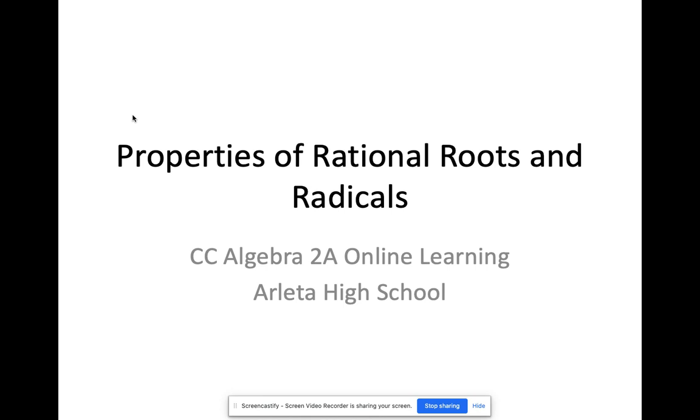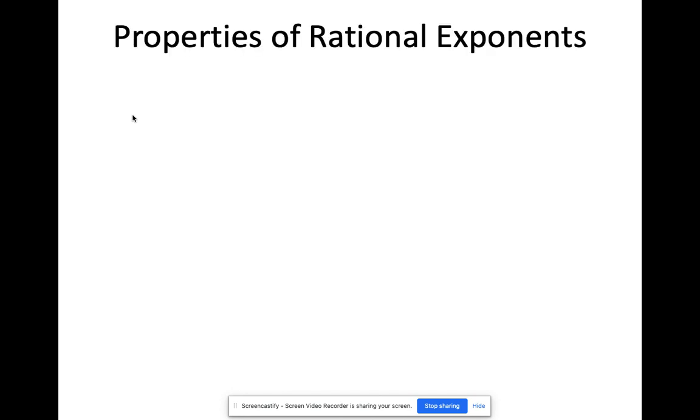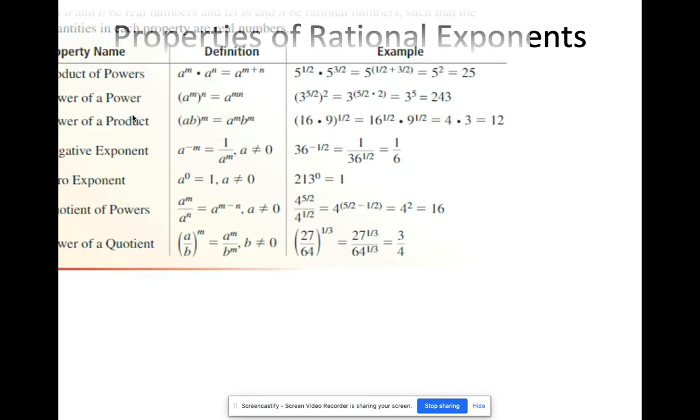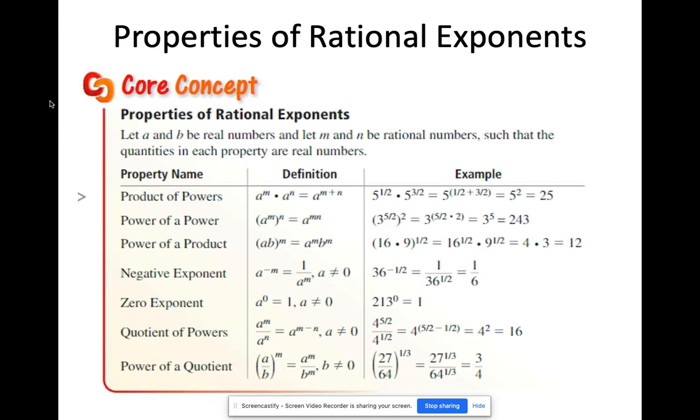Now last time you already learned the properties of exponents. That is, if it's the same base, you add exponents, or when you divide, you just subtract exponents. So that's also true when you're dealing with exponents that are fractions. So again, when you have a product of powers, you add them. When it's a power to a power, you multiply them, and then you can distribute the power.